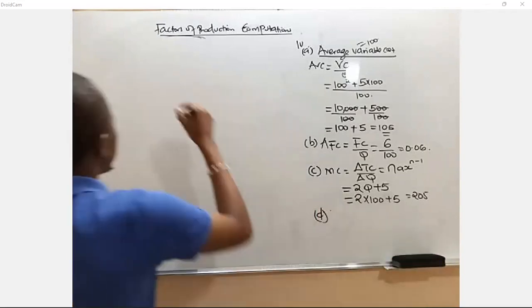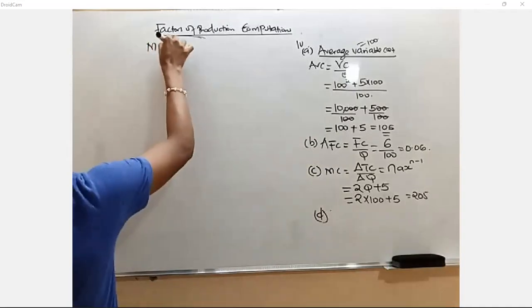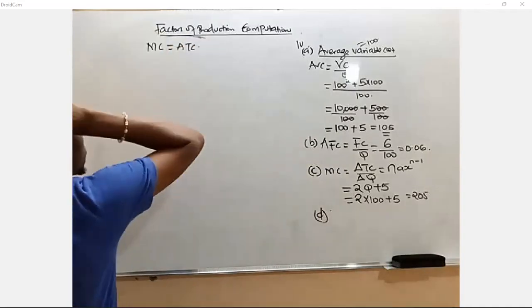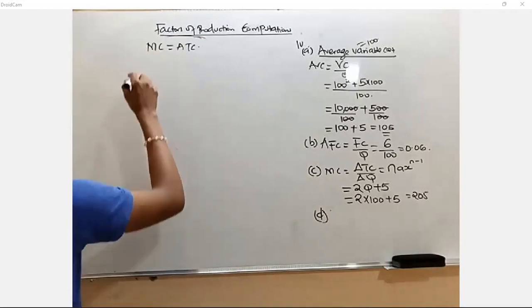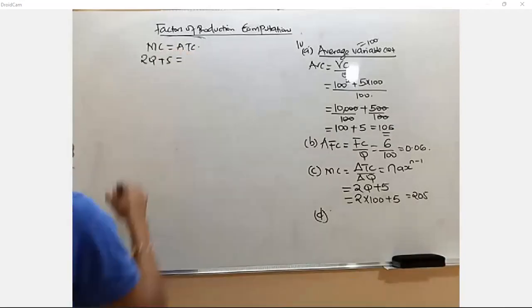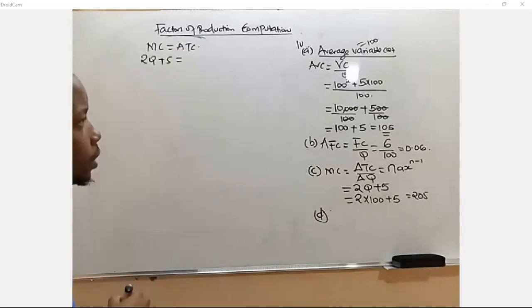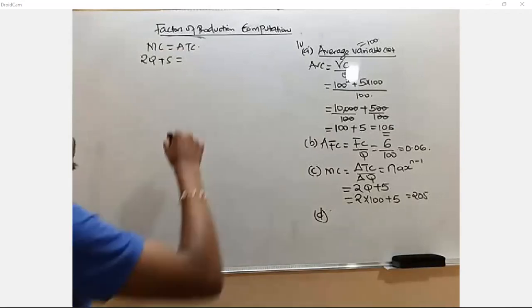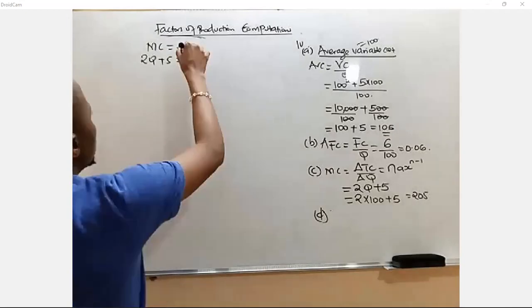Let us say the marginal cost should be equal to the average total cost. So the marginal cost of ours should be equal to how much? What was the marginal cost? It was 2q plus 5, which was supposed to be equal to the average variable cost. The average variable cost was how much? It was q plus 5 plus 6 over q.